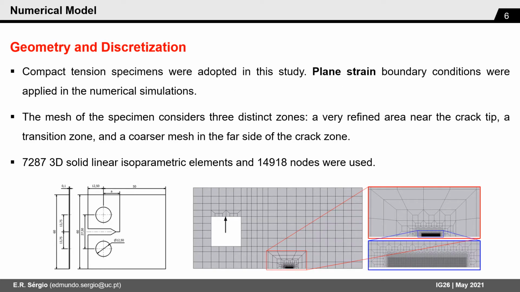The study was performed under plane strain conditions in compact tension specimens. The mesh considers three distinct zones: a very refined area near the crack tip to better approach the stress at this zone, a transition area, and a coarser mesh zone, far away from the crack tip, to optimize computation times. At the end, 7,287 isoparametric elements are used.